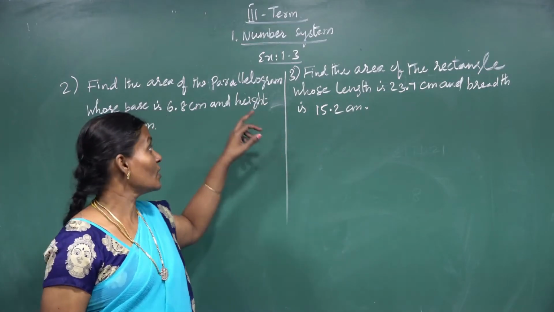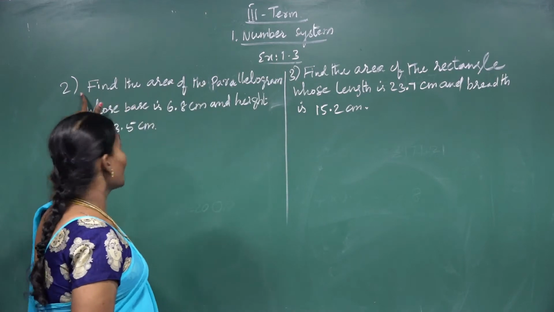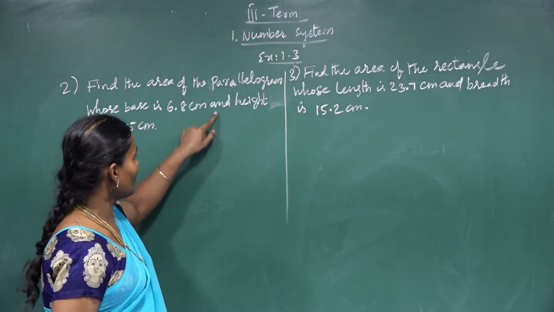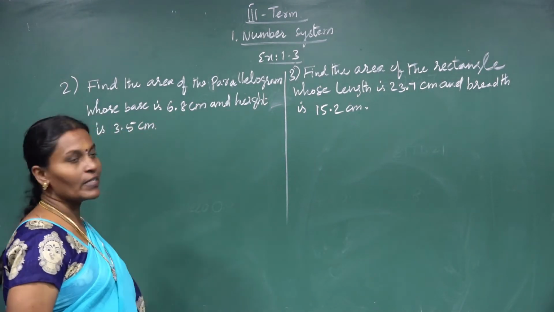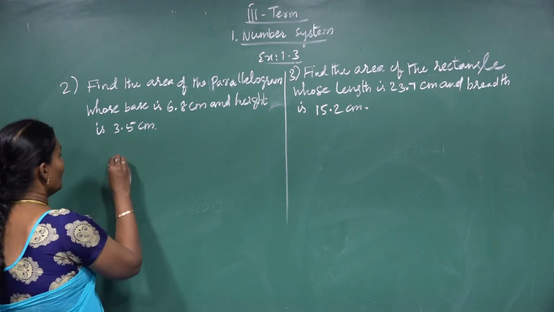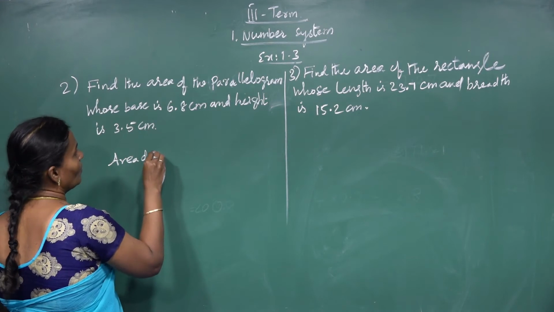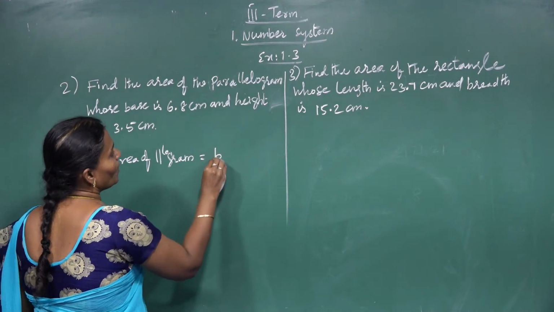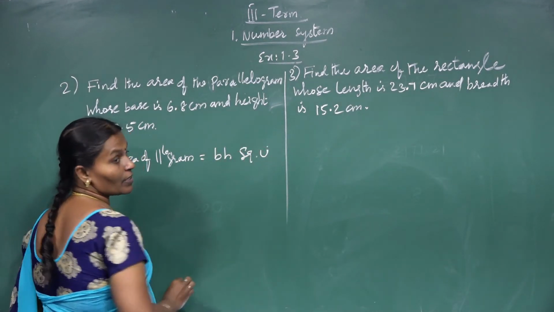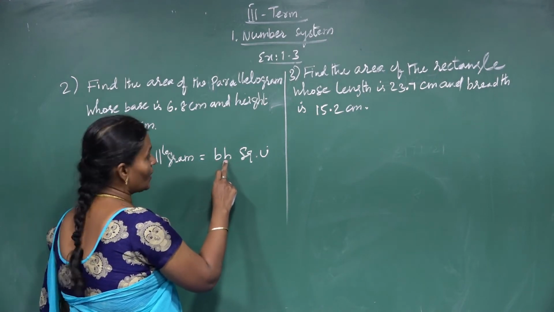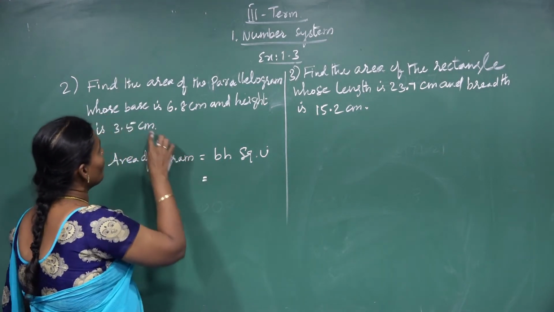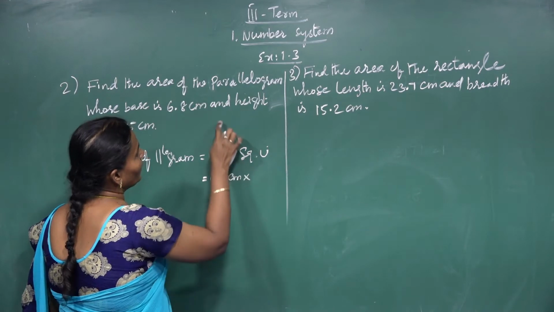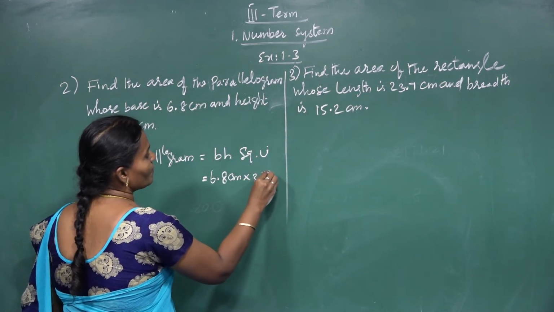Good. Children, let me see. Exercise 1.3. Second sum. Find the area of the parallelogram whose base is 6.8 centimeter and the height is 3.5 centimeter. Okay. You know already the area of parallelogram. Area of parallelogram is equal to BH square units. What is BH? B for base and H for height. So here what is given? Base is 6.8 centimeter. Then the height is 3.5 centimeter.